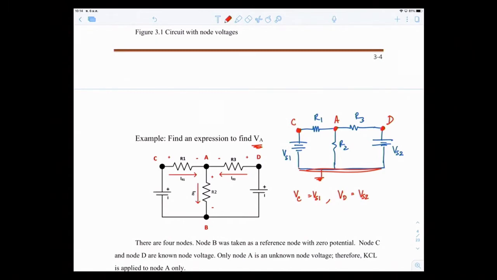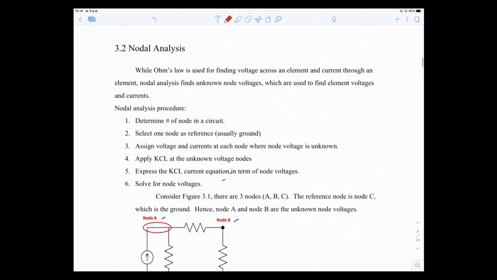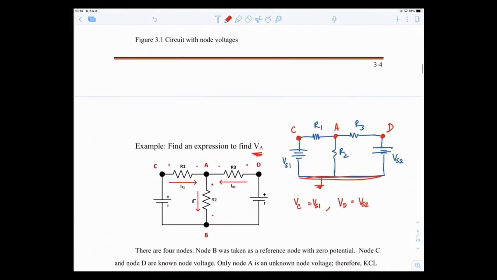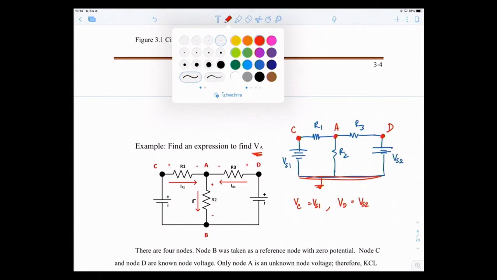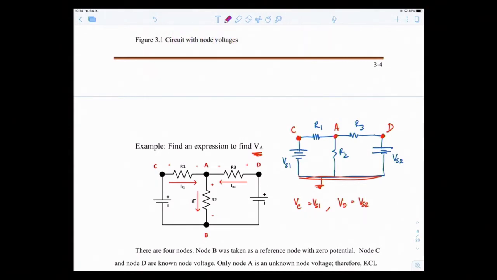What did the step say? The step says to assign voltages and currents at each node where the node voltage is unknown. So I'm going to try to figure out, assume first, how the currents flow in this circuit. I have a current coming out from VS1, and this is called IR1.